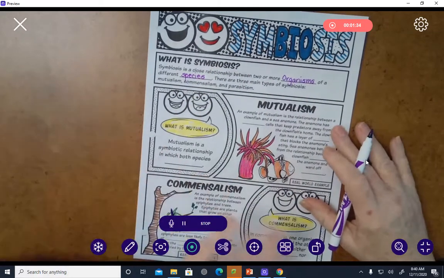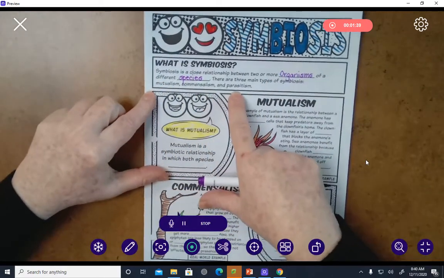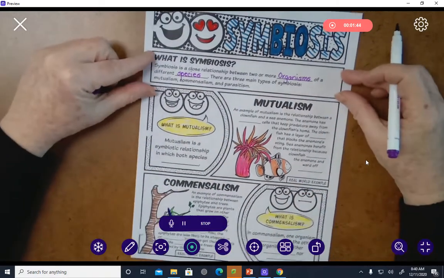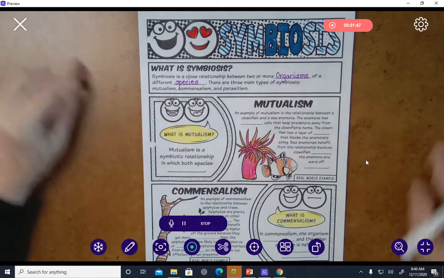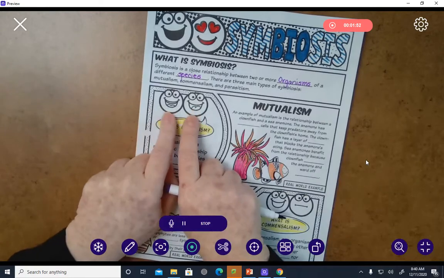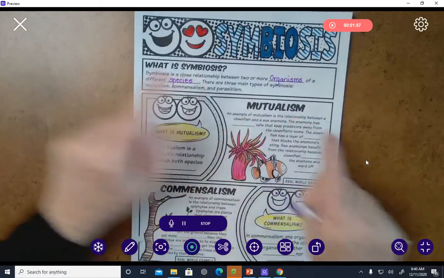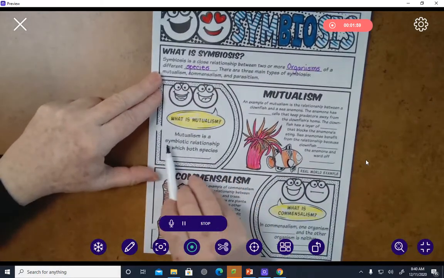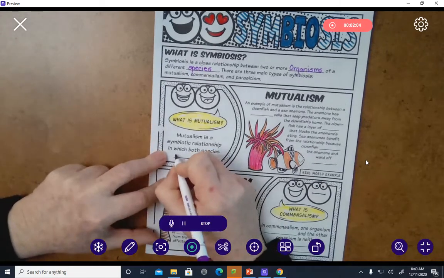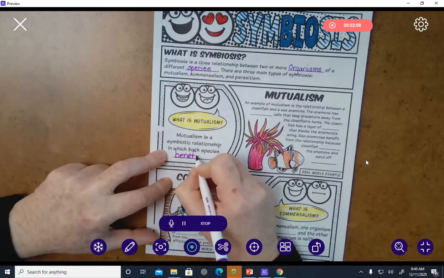There are three main types of symbiosis: mutualism, commensalism, and parasitism. Hopefully you watched the videos that I attached before doing this, so you sort of knew these answers. So let's take a look at mutualism. Look at these two guys here. They're both smiling, so that should give you a clue as to what mutualism is. Mutualism is a symbiotic relationship in which both species benefit. They both get something.